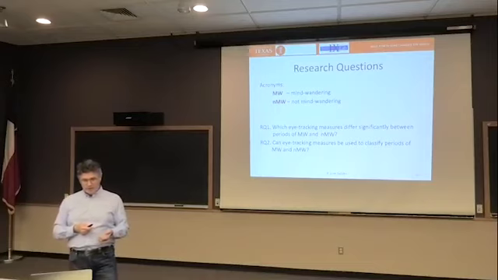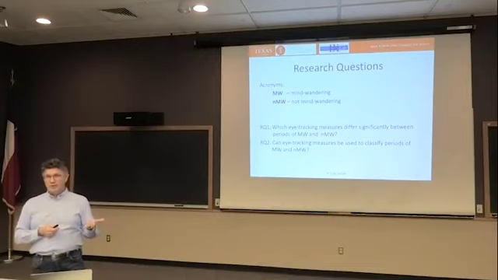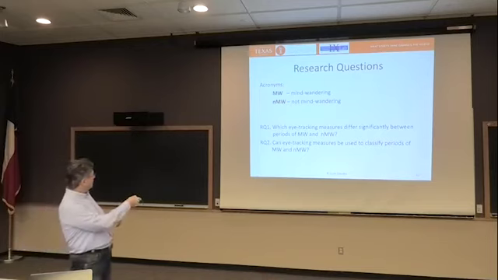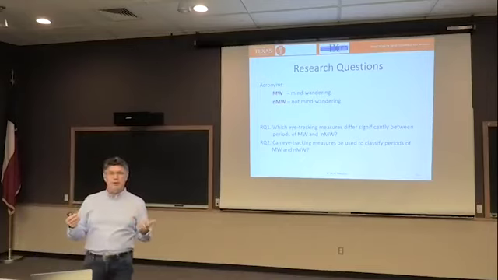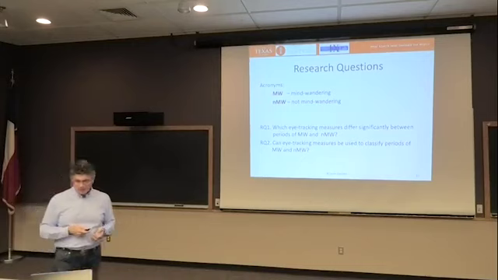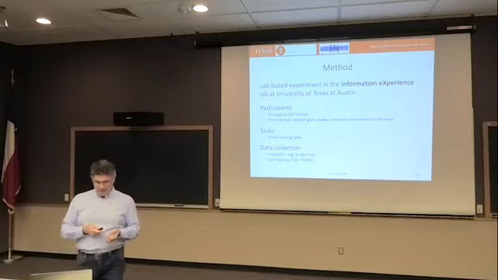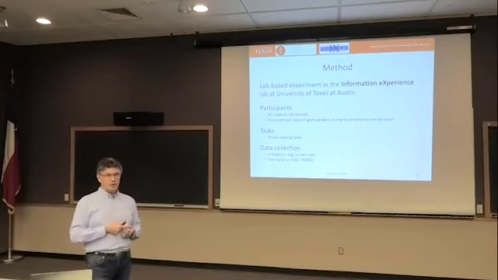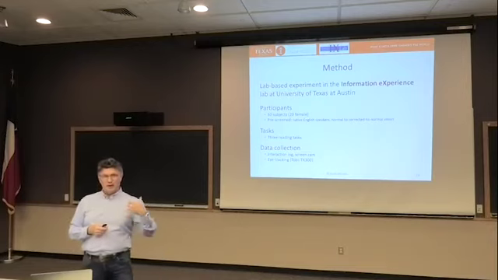So the research questions here were: which eye tracking measures differ significantly between the cases of mind wandering and not mind wandering? These are the symbols, the acronyms I'm using. And can we use these eye tracking measures to infer when a person is mind wandering? So that was a lab experiment with 30 people. They were all native English speakers and have normal or corrected-to-normal vision, so that we could make sure that these don't affect how they are reading.